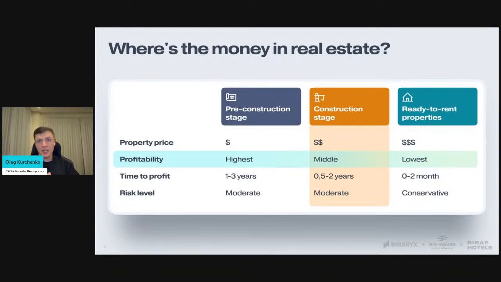It's the construction stage and ready-to-rent properties. So you can find properties on Binaryx that are already generating passive income. If you don't want to use a risky strategy, that choice is for you.